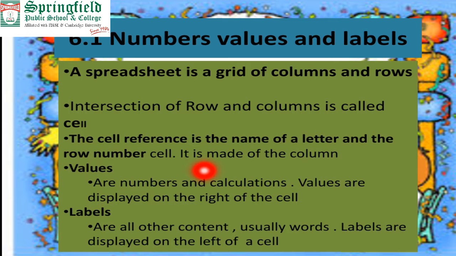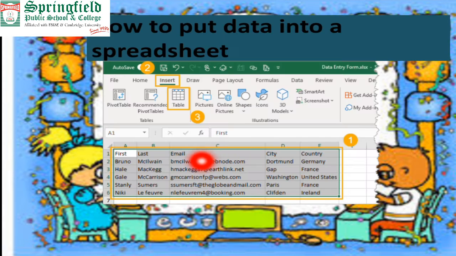A cell is made up of the column and row. Values are basically the numbers and the calculations, which are displayed on the right of the cell, and which tell us about the values of the labels. Labels are all the other content, usually words. Labels are displayed on the left of the cell.